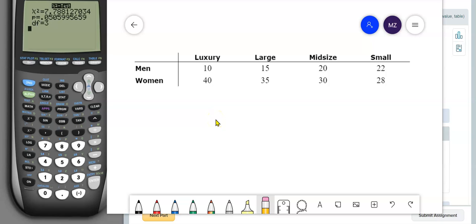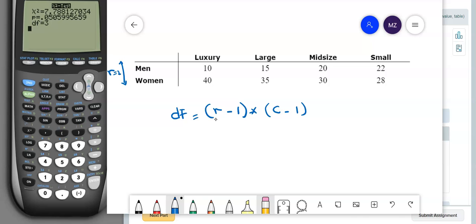All right, so now let me explain how you get the degree of freedom by the formula. The degree of freedom is always equal to the number of rows minus 1 times the number of columns minus 1. The only thing you need to do is identify how many rows you have.